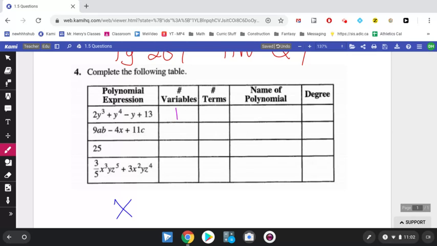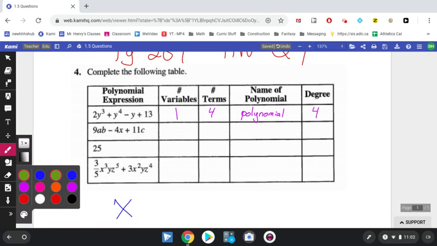There are 4 terms, 4 things that I am adding or subtracting. The name of a polynomial of 4 terms, well, I actually don't have a special name. We just call it a polynomial. And I totally spelled that incorrectly. Let me fix that. Polynomial. Okay, the degree, well, I look to the highest exponent. The highest exponent there is a 4. Okay, on to the next example.